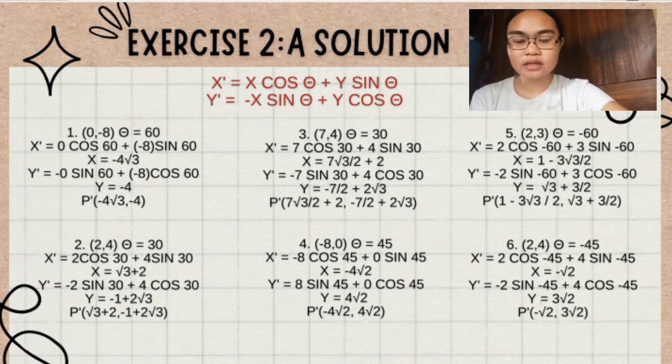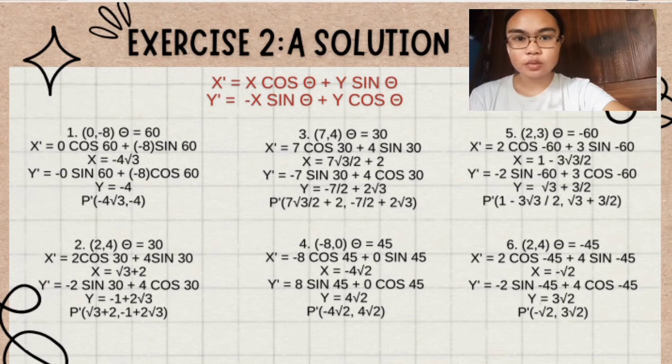So for our number 1, our given p is 0 and negative 8, and our theta is equals to 60. So x dash is equals to 0 cos 60 plus negative 8 sin 60. So our x is negative 4 square root of 3. And our y is equals to negative 0 sin 60 plus negative 8 cos 60. So our y is equals to negative 4. So our p dash is equals to negative 4 square root of 3 and negative 4.